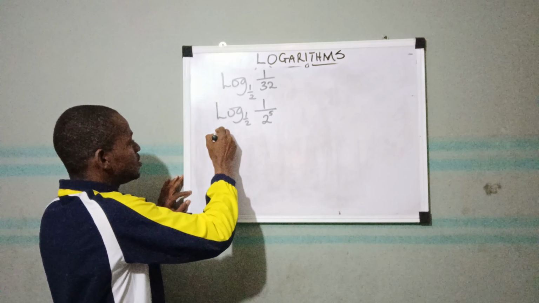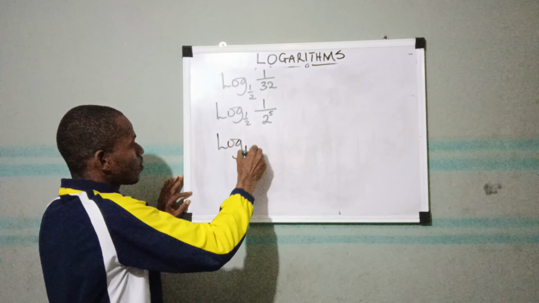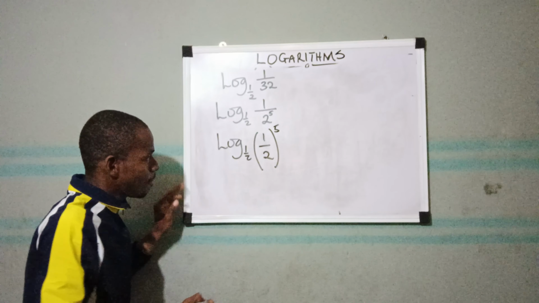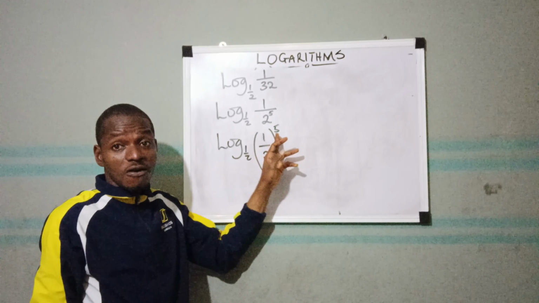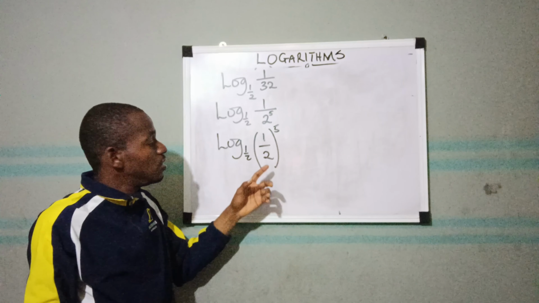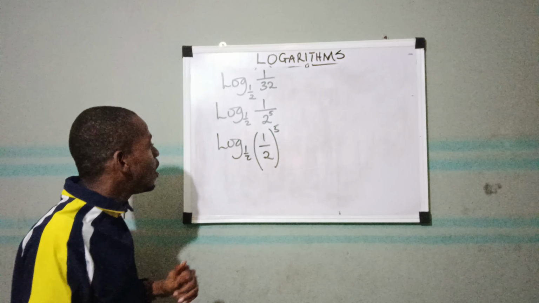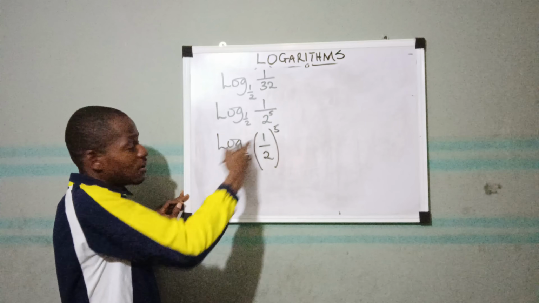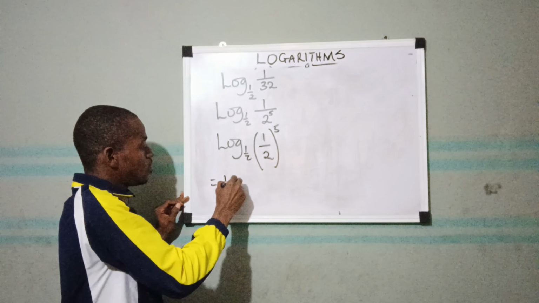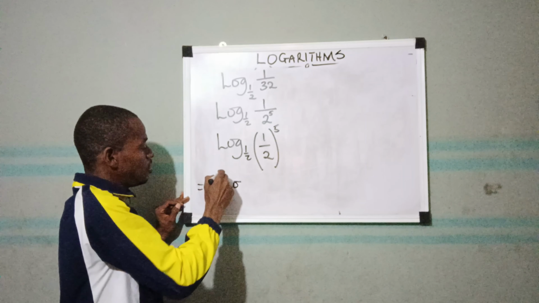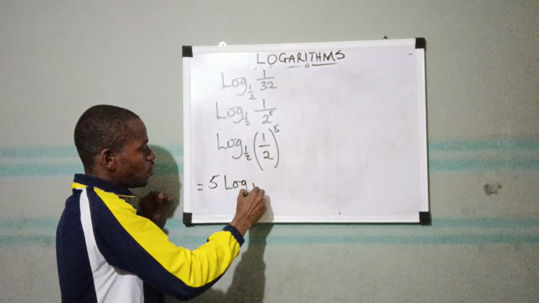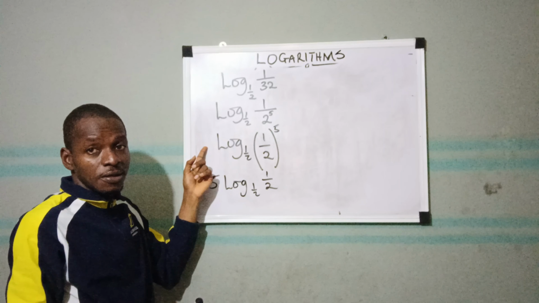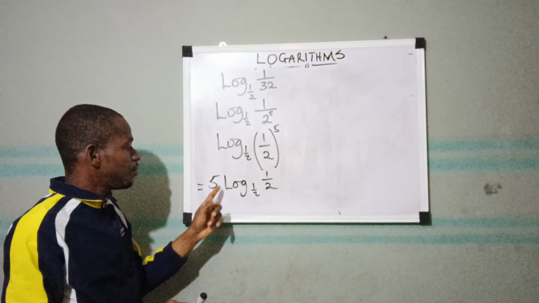Now it's the same thing as rewriting it as log of 1 over 2 raised to the power of 5 base 1 over 2. Why? Because 1 raised to the power of 5 is still 1, so it doesn't change anything, and 2 raised to the power of 5 is what we have here. Now, remember the law: this power can be brought here. So this is equal to 5 times log of 1 over 2 base 1 over 2.